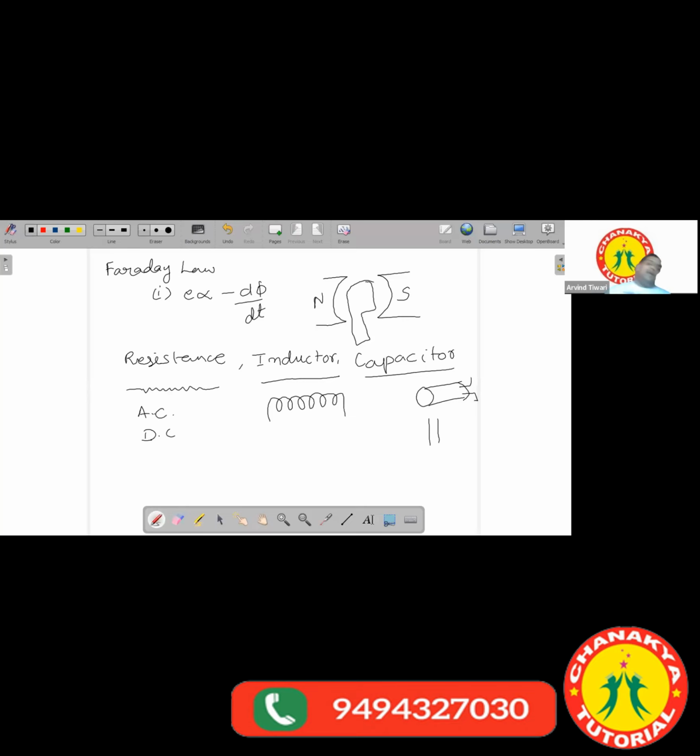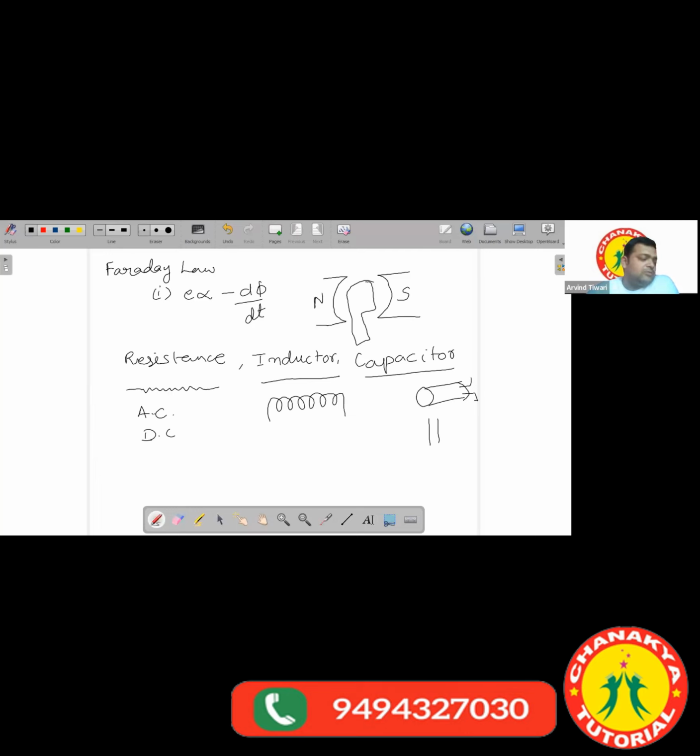For resistance, the behavior is the same for both AC and DC. But for inductor and capacitor, it's different for AC and DC. AC behaves differently with an inductor as compared with DC, and also with a capacitor. If a capacitor is applied inside a DC circuit, it would make the resistance of the circuit very high, infinite. We'll learn about these instruments later. For the resistance, both of them behave similarly.